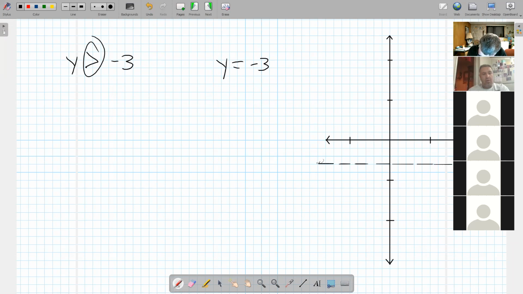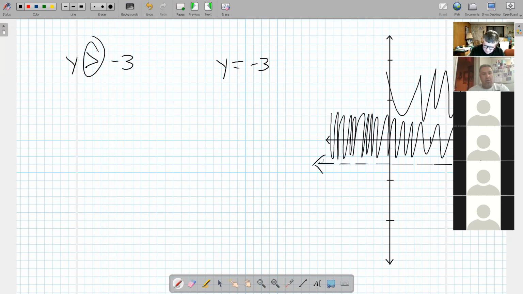So it's going to look like that. Now, it says y is greater than negative 3. So where would greater than negative 3 be? It would be above. So the solution here is everything above, but not including that dotted line. Any questions on that one?